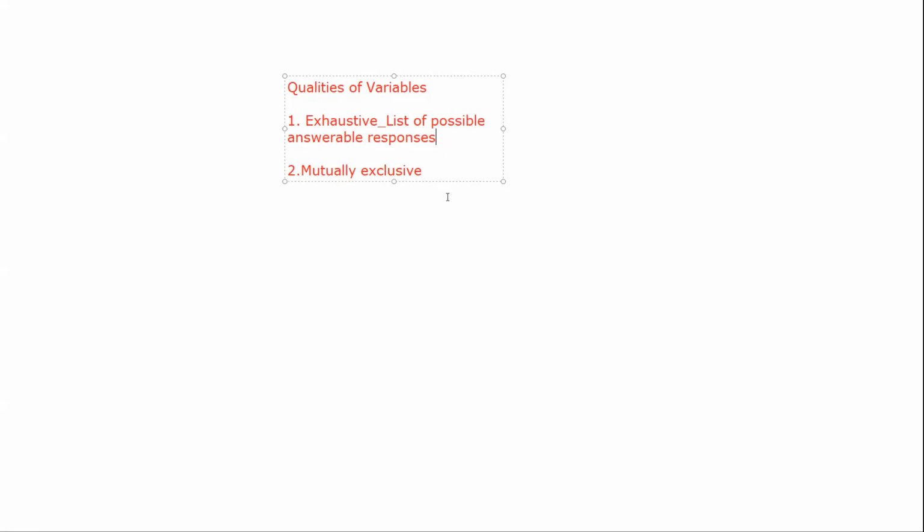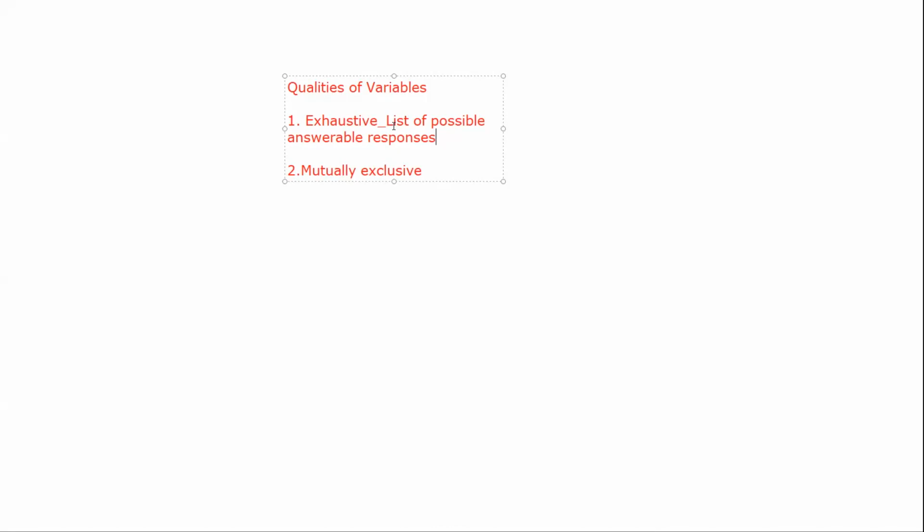Now, what do I mean by mutually exclusive? What do I mean by a variable being mutually exclusive? A variable being mutually exclusive means that a respondent cannot have two attributes simultaneously. It's either you belong to blood group A, or blood group B, or blood group AB. You cannot belong to blood group A and blood group AB at the same time. That is not going to be possible. You can't be a male and be female at the same time. And that is what we mean by mutually exclusive.